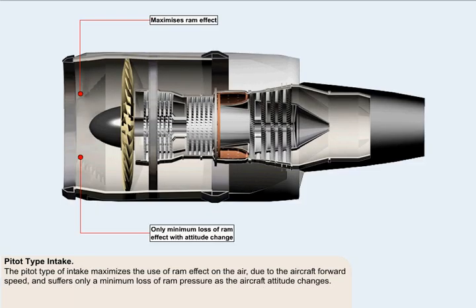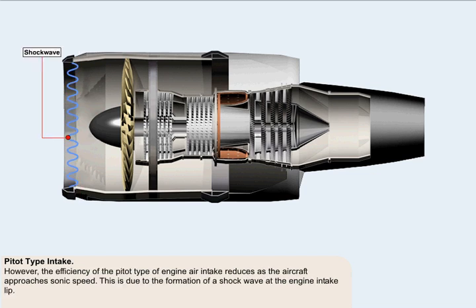The pitot type of intake maximizes the use of ram effect on the air due to the aircraft forward speed, and suffers only a minimum loss of ram pressure as the aircraft attitude changes. However, the efficiency of the pitot type of engine air intake reduces as the aircraft approaches sonic speed. This is due to the formation of a shock wave at the engine intake lip.